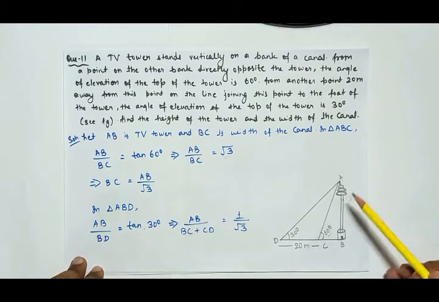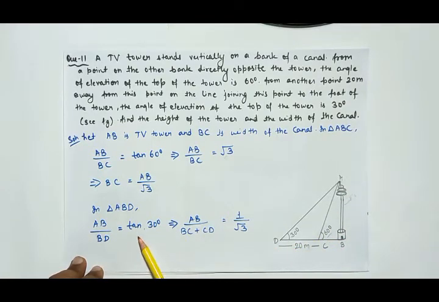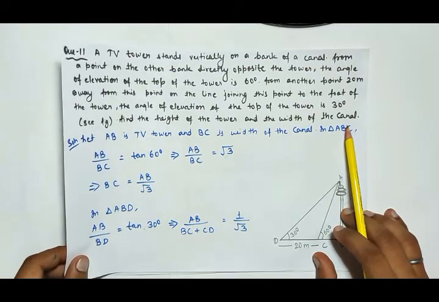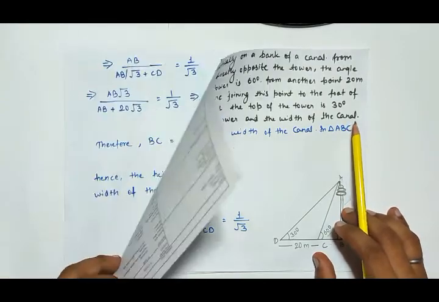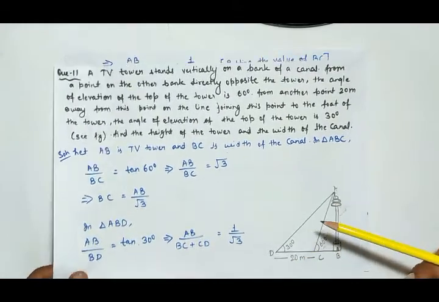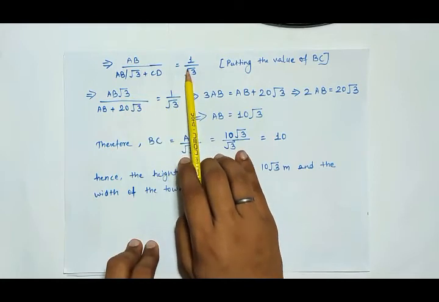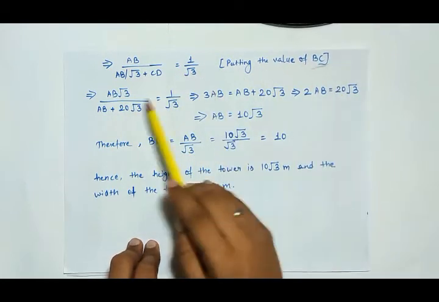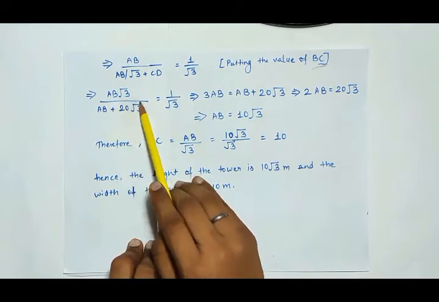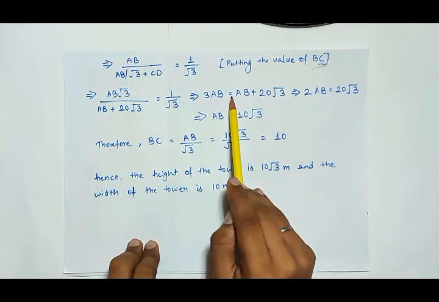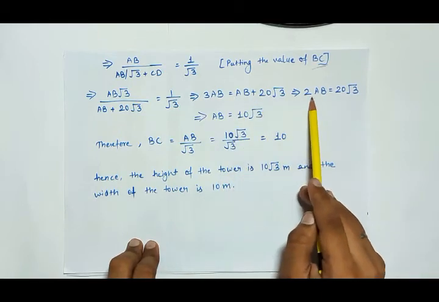In triangle ABD, AB upon BD is equal to tan 30 degree. So AB upon BC plus CD is equal to 1 upon root 3. Now we have to solve this equation, that is AB upon AB upon root 3 plus CD is equal to 1 upon root 3. Putting the value of BC, AB root 3 upon AB plus 20 root 3 is equal to 1 upon root 3, so 3AB is equal to AB plus 20 root 3, so 2AB is equal to 20 root 3.